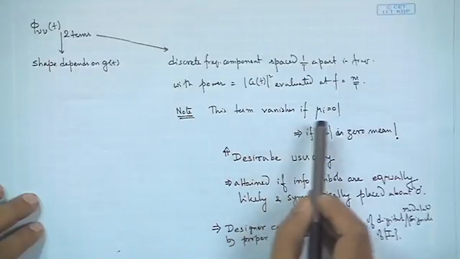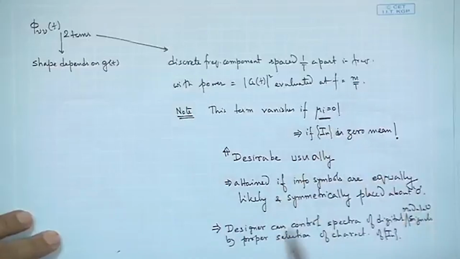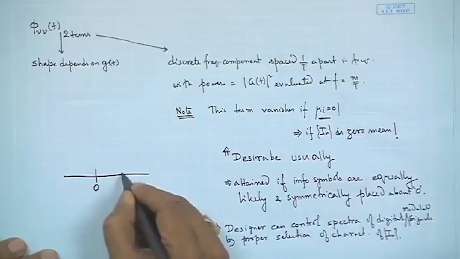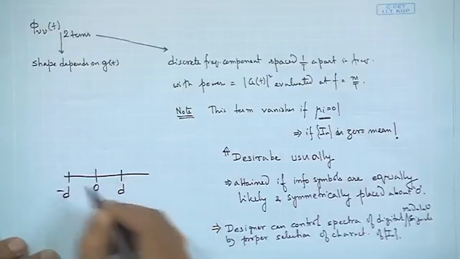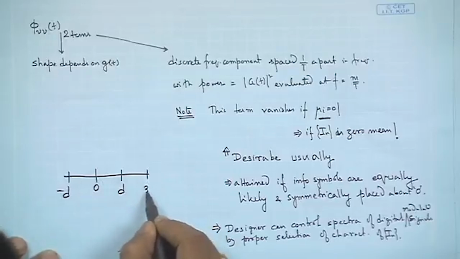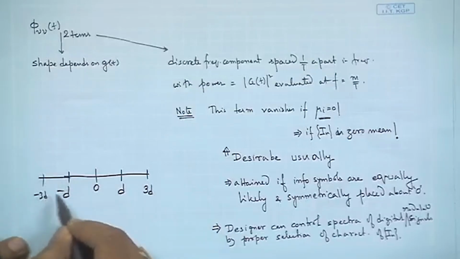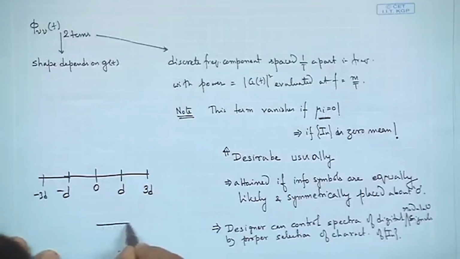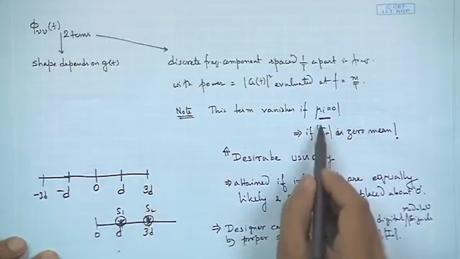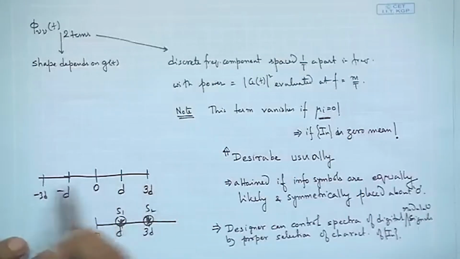Now, if you have to make mu 0, all you have to do is ensure the information sequences are equally likely and symmetrical about 0. So, if this is 0 and you have, let us say, d and minus d, and there is equal likelihood of d and minus d, the mean would be 0. If you have 3d and minus 3d, then again the mean is 0. However, just for the sake of example, if we have d and 3d as two constellation points, this is S1, this is S2, this is not going to yield a situation where mu_I is 0. So, you have to place them symmetrically and there has to be equal likelihood.